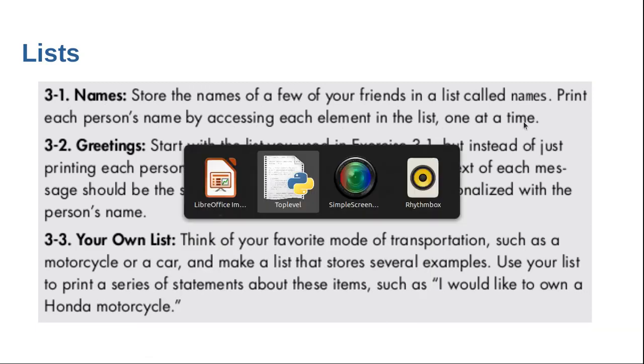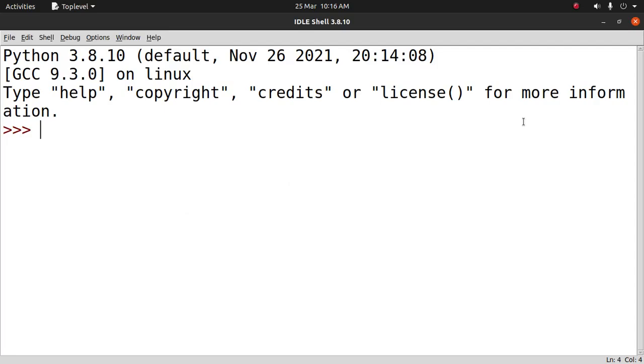So let's do this one first. We use the variable called names, then store the names of our friends. So let's say Abel, John, and Mikey. Okay, so this is, for example, a list of my friends.